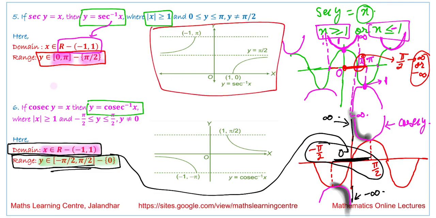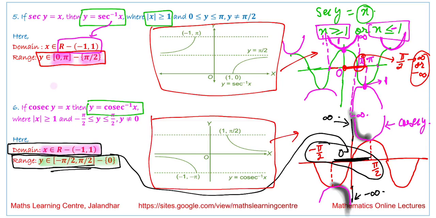These can be obtained from the graphs of secant y and cosecant y by rotating the axes by a 90-degree angle, and then by taking the image or reflection along the y axis. So these are the graphs of these two functions, y is equal to secant inverse x and y is equal to cosecant inverse x.